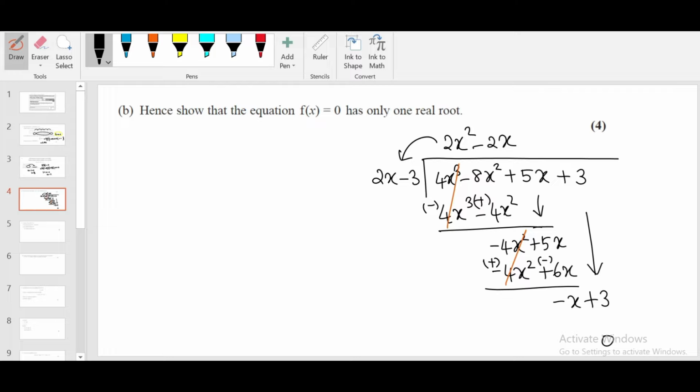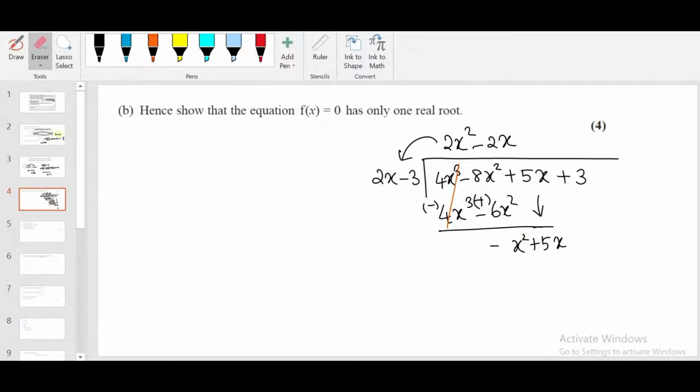Minus 4x square plus 5x. I think when I multiply here it was 6x square. That's how mistakes may happen. You should be able to rectify the mistake, find where you made the mistake. When I multiplied here it was minus 6, so that will change this to minus 2x square.